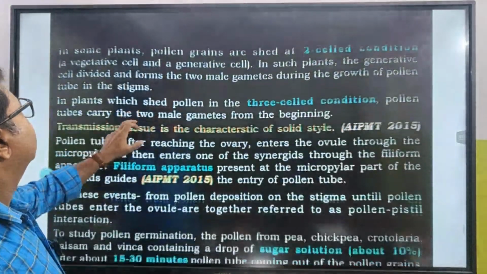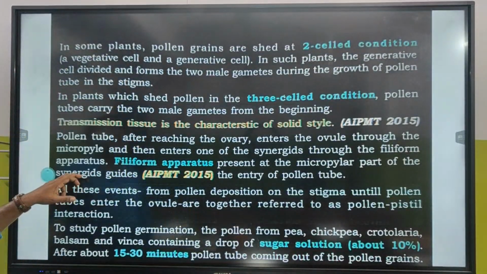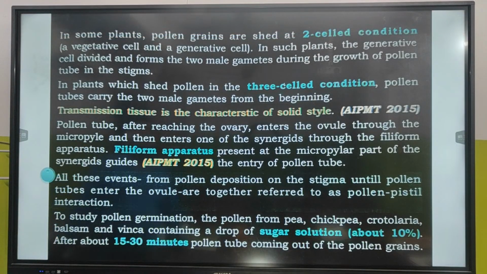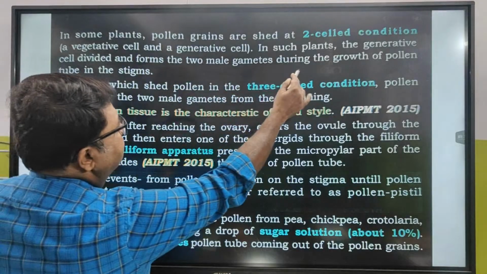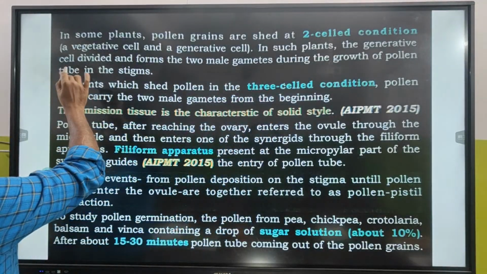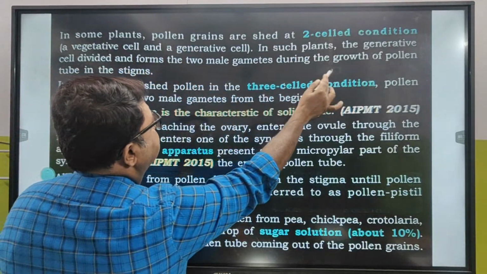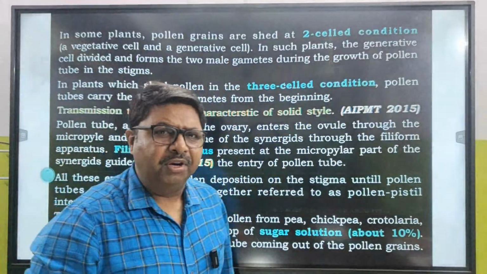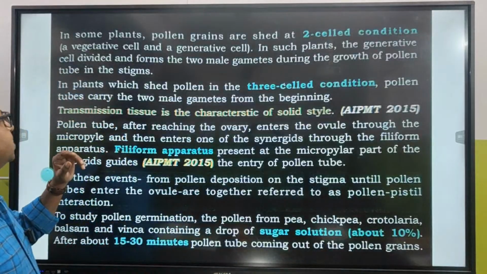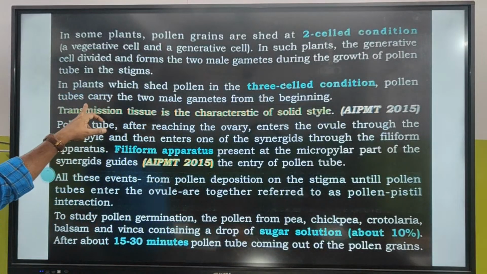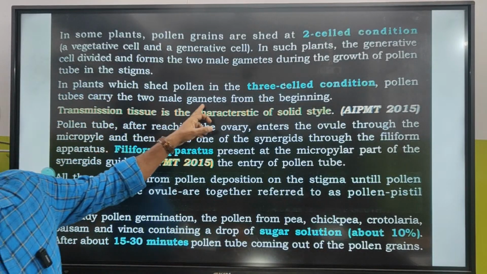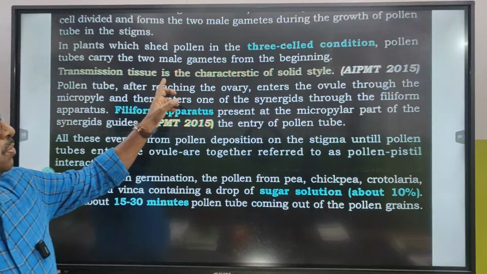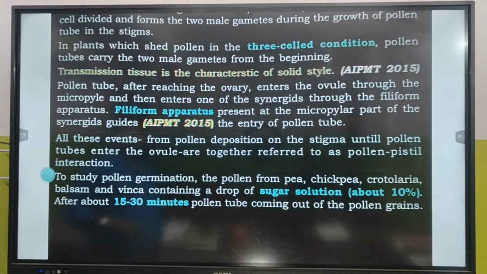In some plants, pollen grains are shed at the two cell stage, as vegetative cell and generative cell. In such plants, the generative cell divides and forms the two male gametes during the growth of the tube in the stigma. We have talked about that. Pollen grain we have already discussed, 2 cell and 3 cell stage. In plants which shed pollen in the 3 cell condition, pollen tubes carry the two male gametes from the beginning. Transmission tissue is the characteristic of solid style.